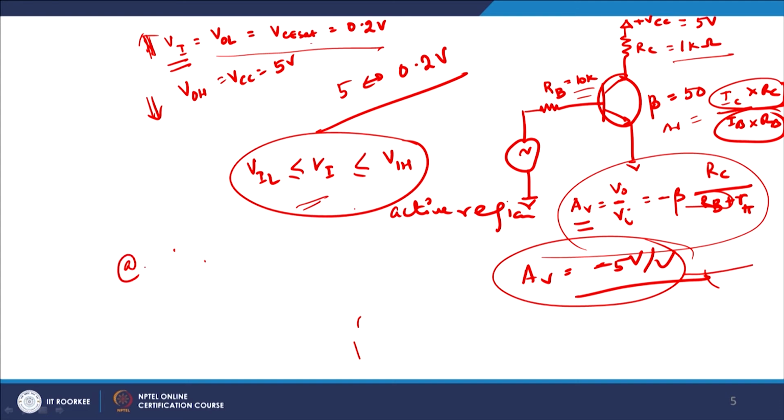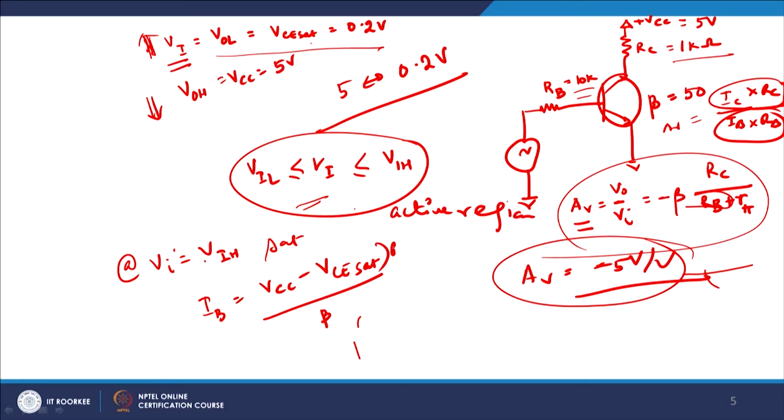Now, when your Vi is equal to VIH, I will enter the saturation region, and I can safely write IB equals VCC minus VCE sat, divided by beta times RC, because if there had not been beta, it would have been IC, but you put a beta here and then directly convert into IB. So, if you solve it, I get IB approximately equal to 0.096 milliamps. So, it is of the order of microamperes.